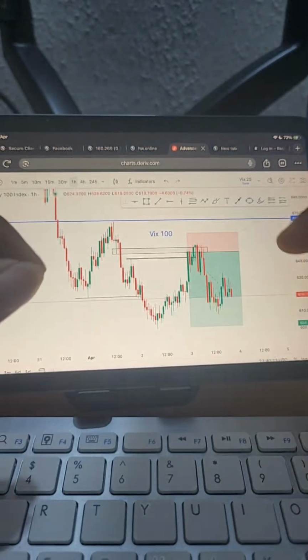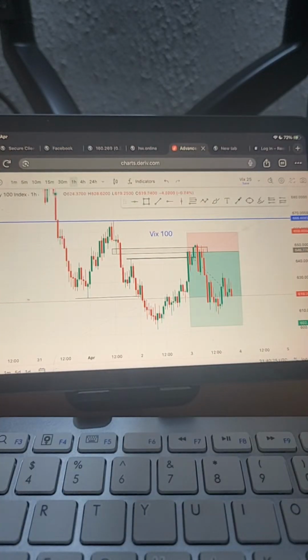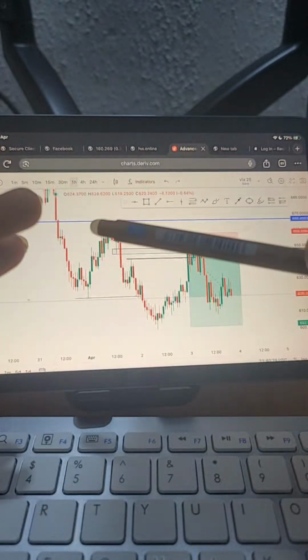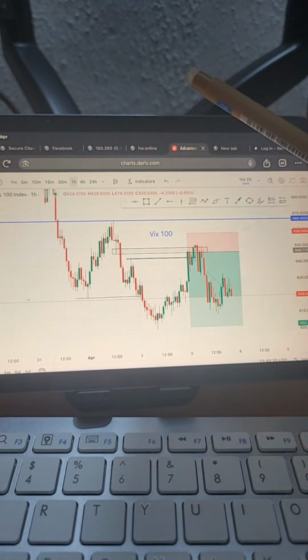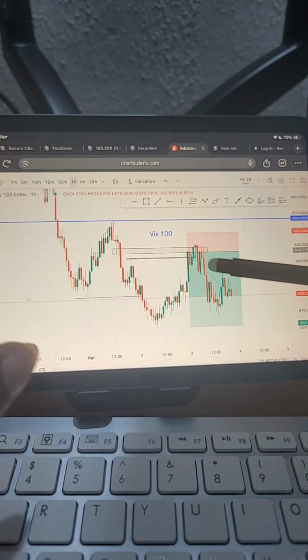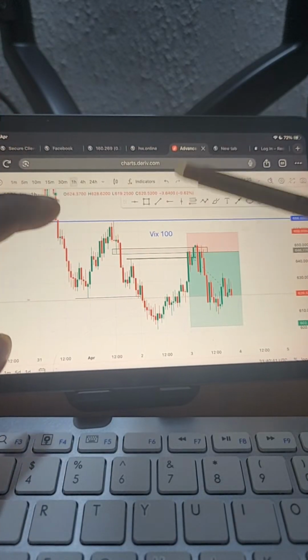If you want me to analyze any asset, either on synthetic indices or on a forex pair, drop it in the chat and I'll analyze it live here, so you can see how technical analysis is done. The asset you are seeing now is the volatility 100 index.